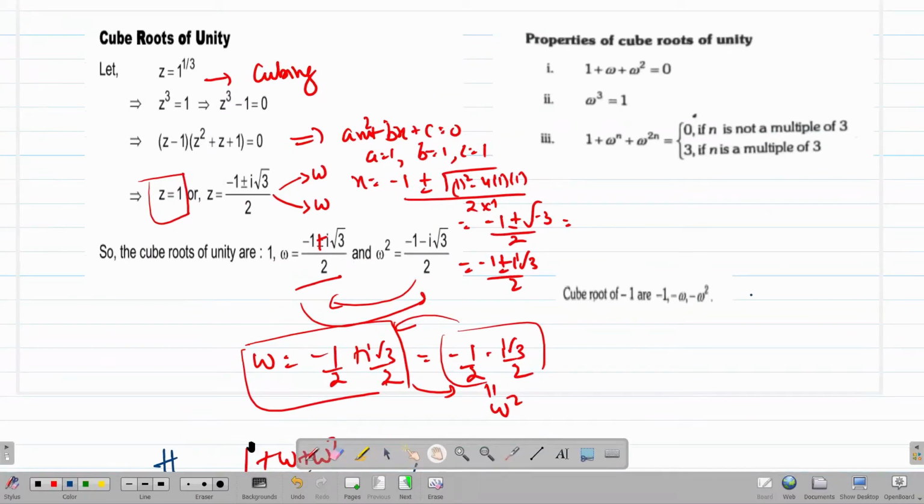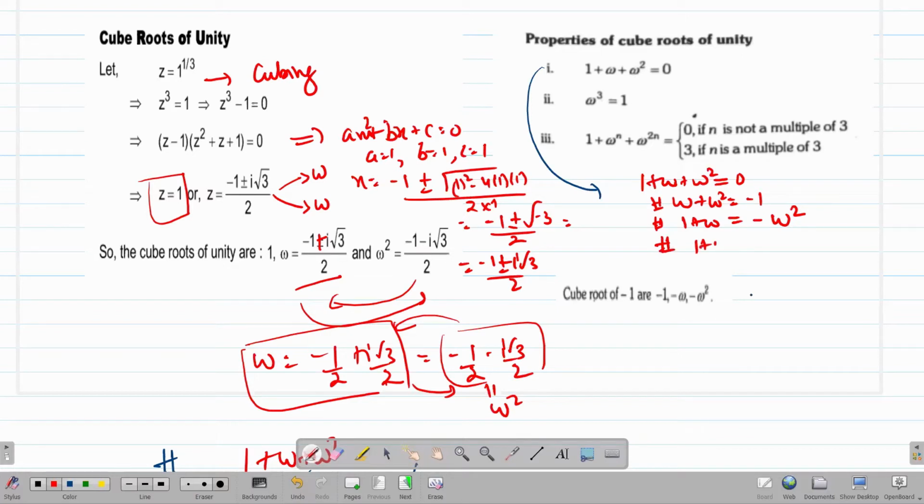From this property, what else can I conclude? That if 1 plus omega plus omega square is 0, then omega plus omega square is minus 1. Similarly, 1 plus omega, if I take this omega square to left hand side, then 1 plus omega can be replaced by minus omega square, and 1 plus omega square, if I take this omega to left hand side, can be replaced by minus of omega.